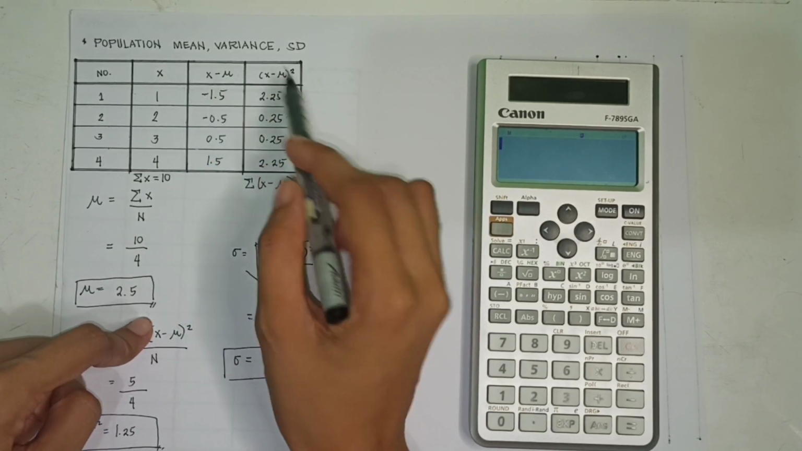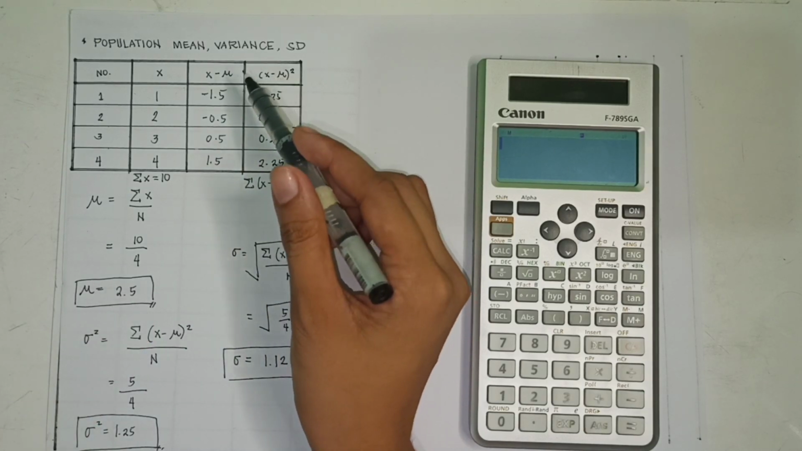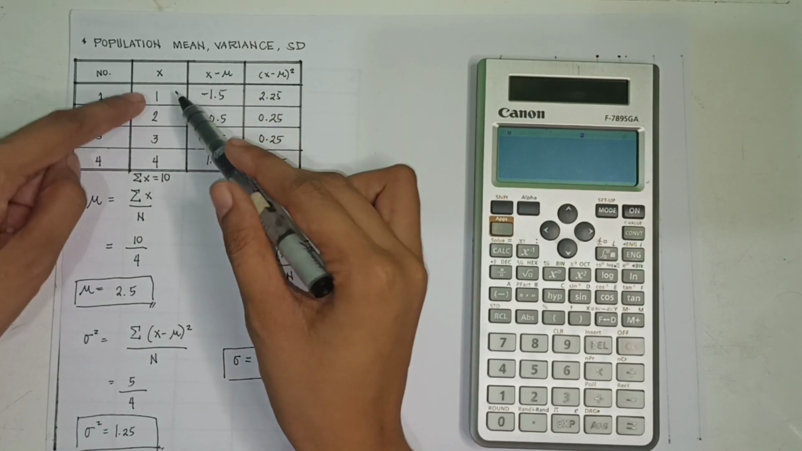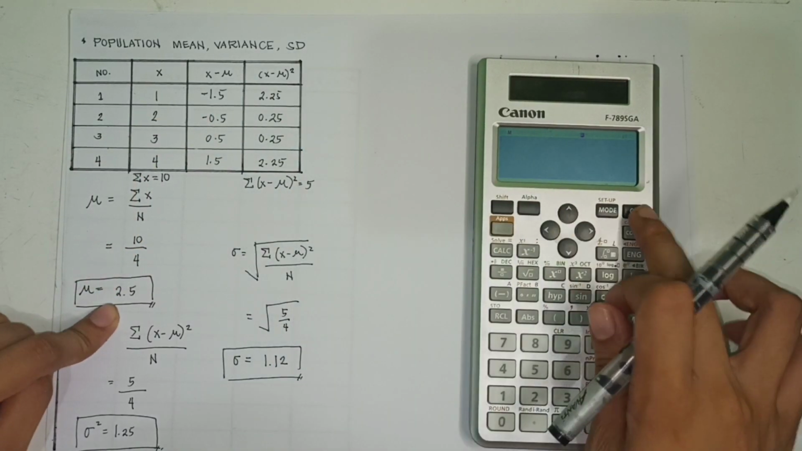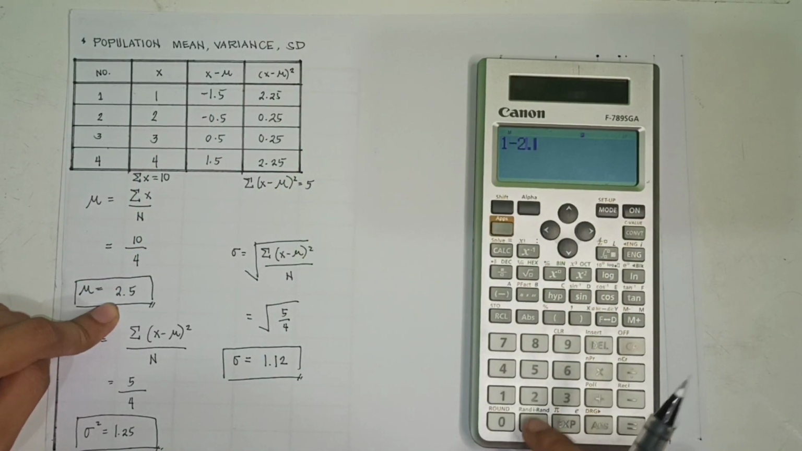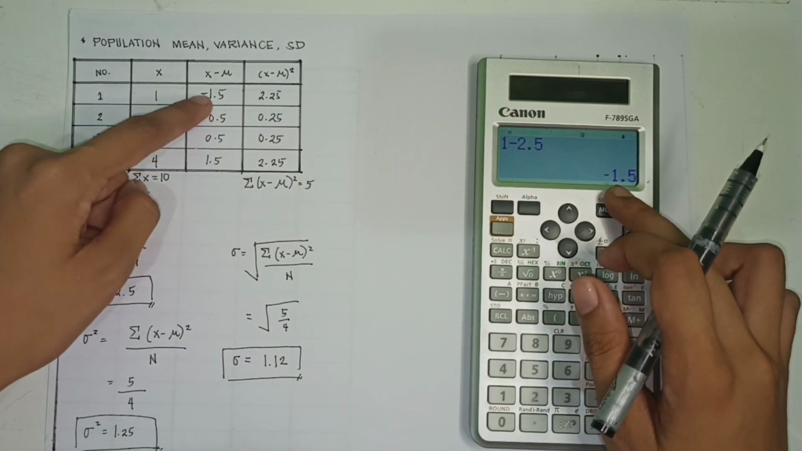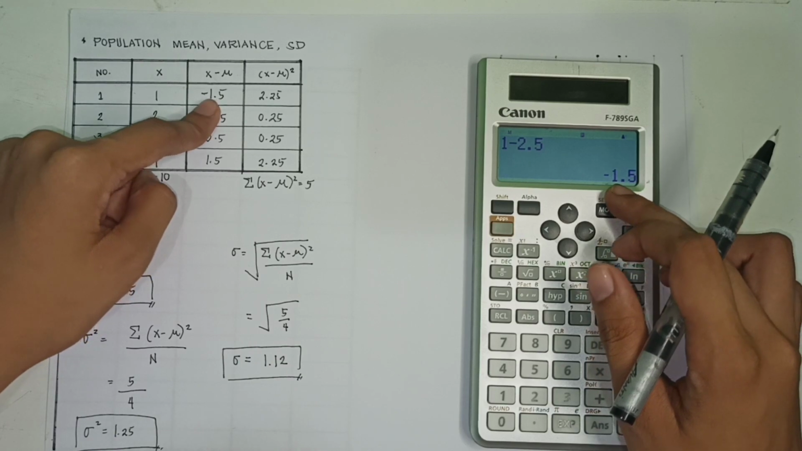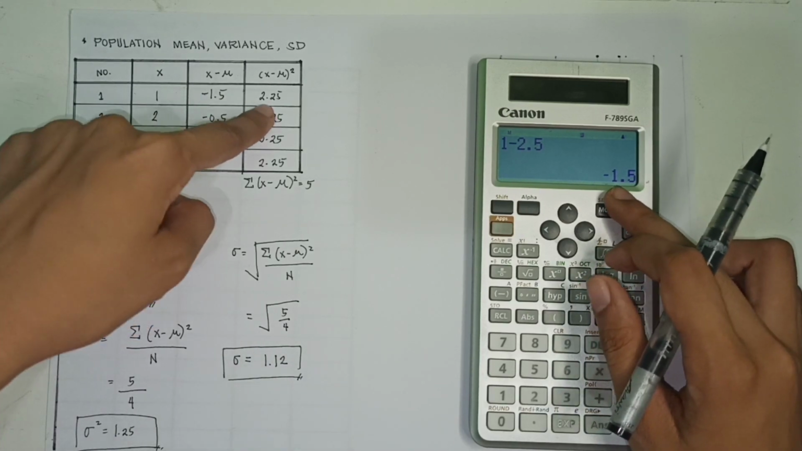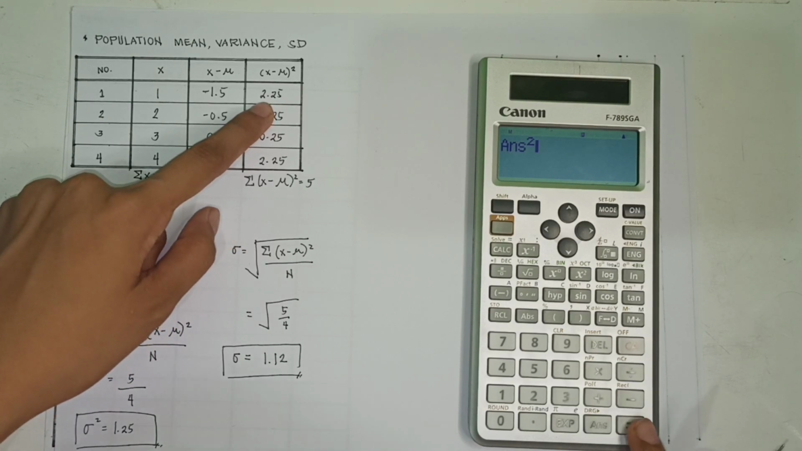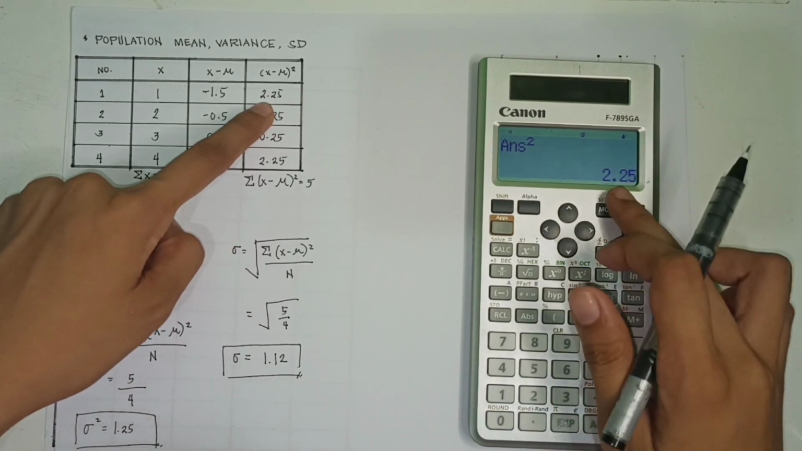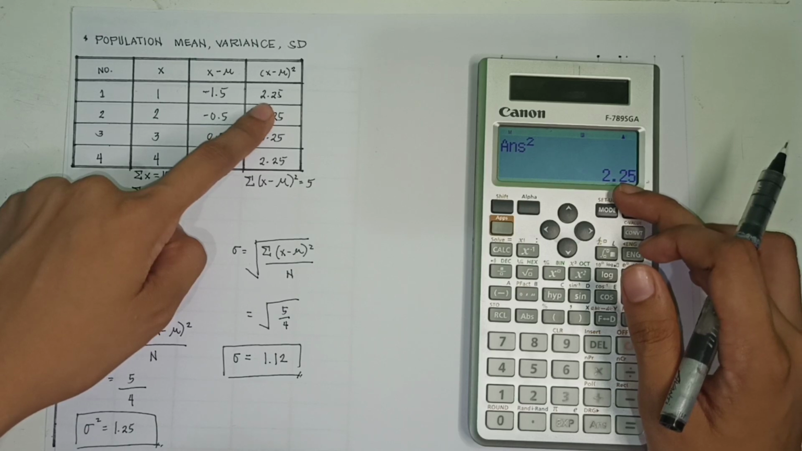Okay, so ito kasi nagsisilbing formula natin. Okay, so next. X natin is 1 minus mu, which is 2.5. Ayan, so 1 minus 2.5 is equal to negative 1.5. Kaya meron tayong negative 1.5 dito. How about the next column? Just simply squared lang po natin yung answer. Okay? And that is equal to 2.25.